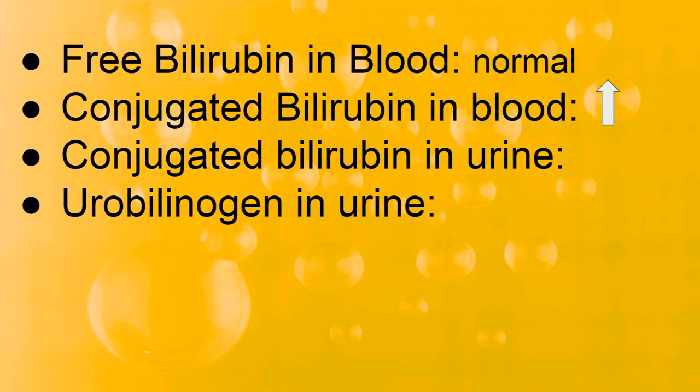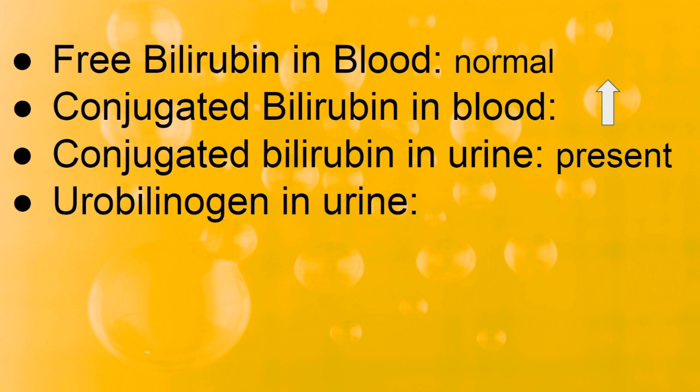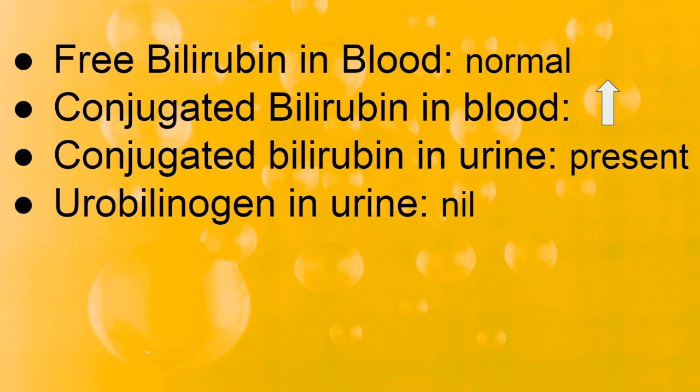Now what about the conjugated bilirubin inside the urine? It would be present. Urobilinogen in the urine would be absent or nil. And the very important reasons for obstructive jaundice are gallstone or cancer of the head of the pancreas. These are the two very common reasons behind obstructive jaundice. Other infections or other reasons can be there, but these are the two main reasons.